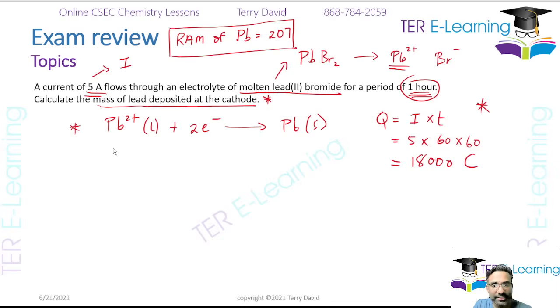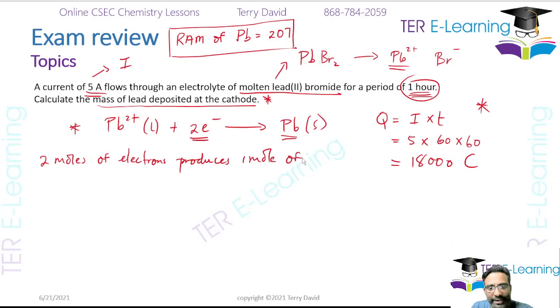Now, according to this equation here, let's write the equation first. We're looking at this: 2 moles of electrons produces 1 mole of lead. So write that. You're going to put 2 mole of electrons produces 1 mole of lead. I got that just by looking at the equation.